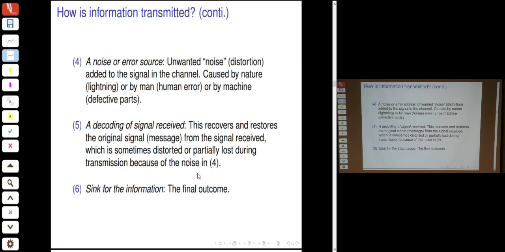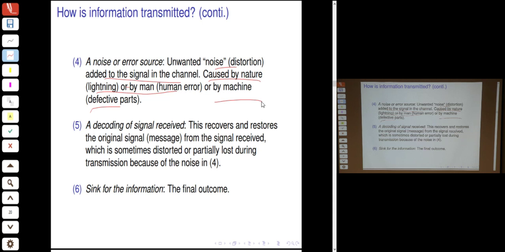A noise or an error source, which is a distortion added to the signal in a channel. For example, this is caused by nature, like lightning, or caused by man. For example, when I am typing my information into the computer, I can make a human error, or there can be defective parts in a machine and so on. So these are unavoidable errors which come in the transmission of information.